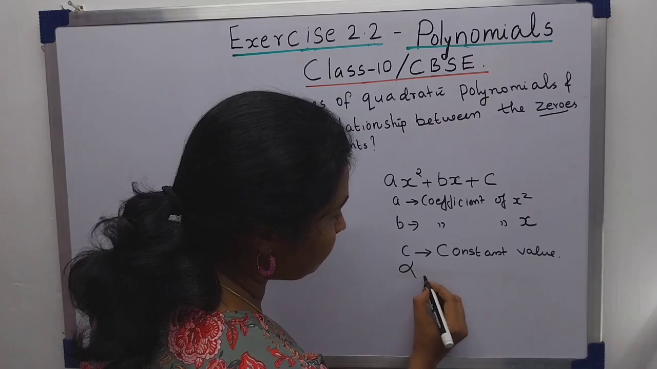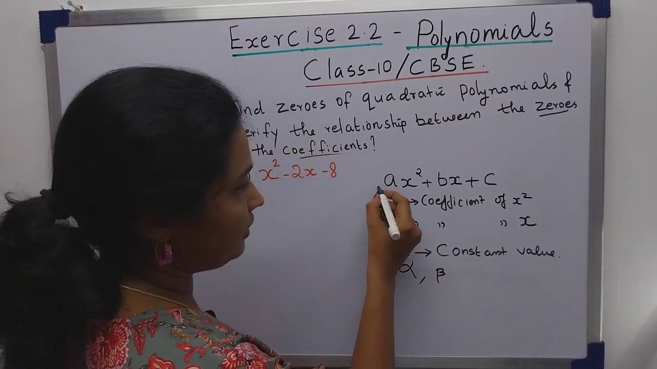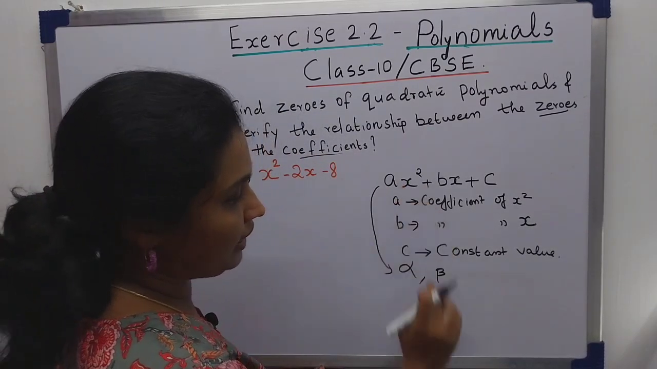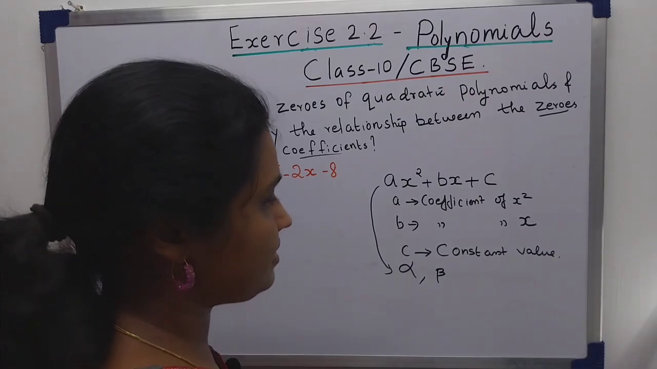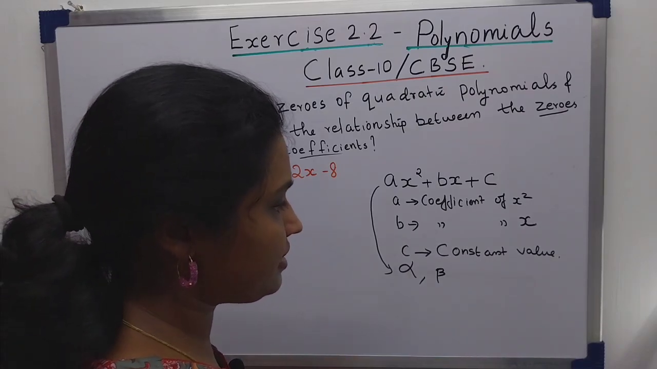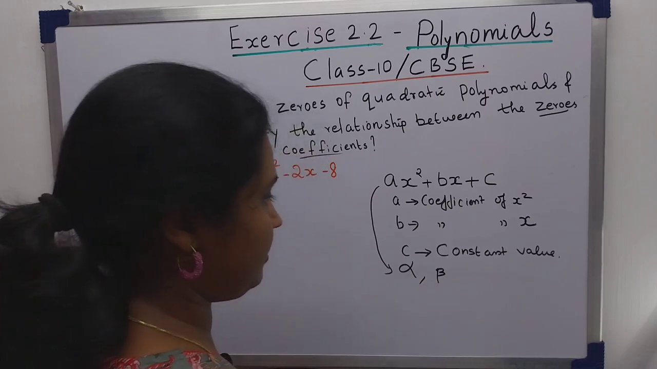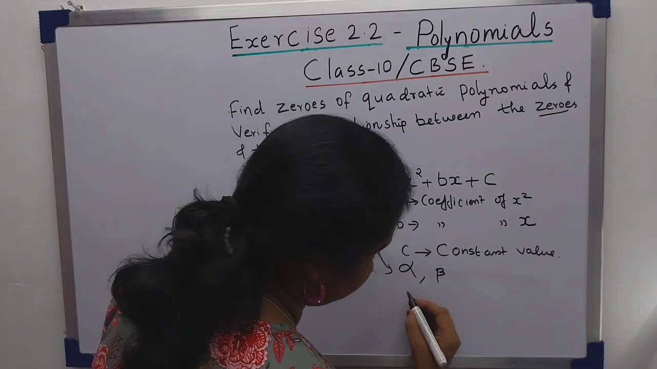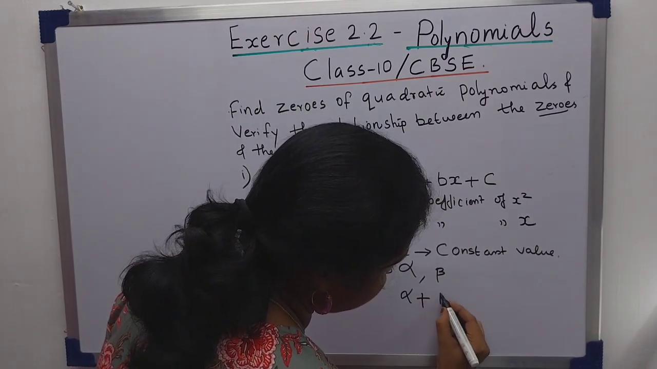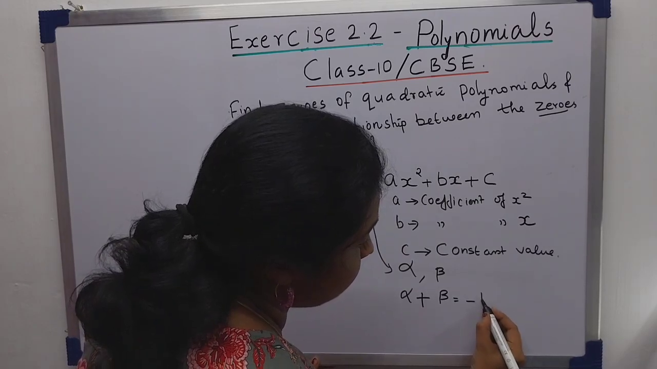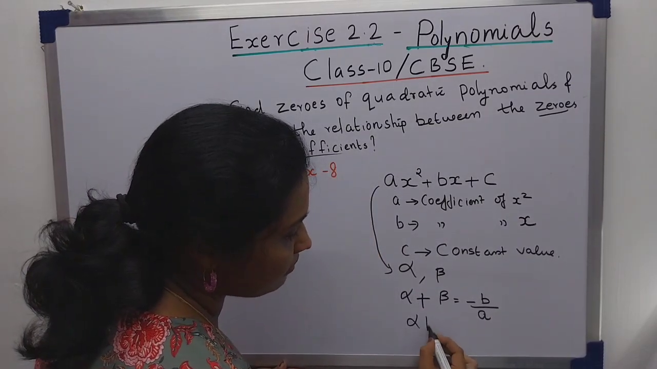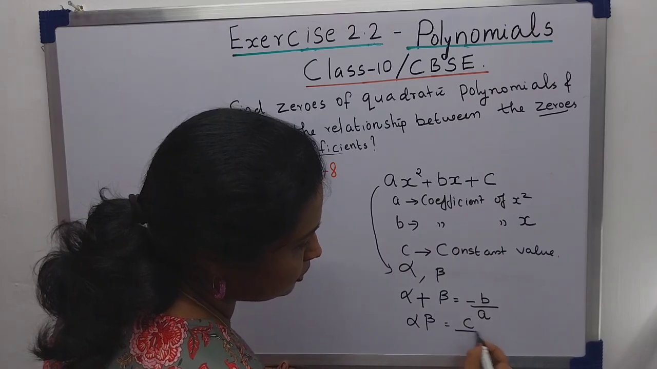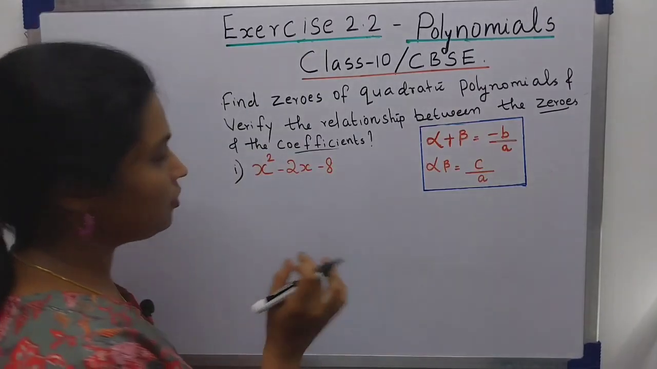So if alpha and beta are the zeros of the quadratic equation, then there is a relationship that exists between the coefficients and the zeros. What is the relationship? Alpha plus beta is equivalent to minus b by a, and alpha beta is equivalent to c by a. Move on to the question.